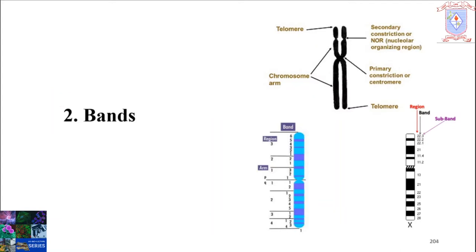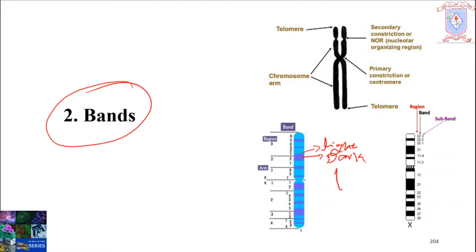And the second one is the bands. Each chromosome arm is divided into dark and light regions. Here you can see the dark region and here you can see the light region. So each chromosome's arm is divided into dark and light regions or cytogenetic bands that can be seen using a microscope after special staining methods.